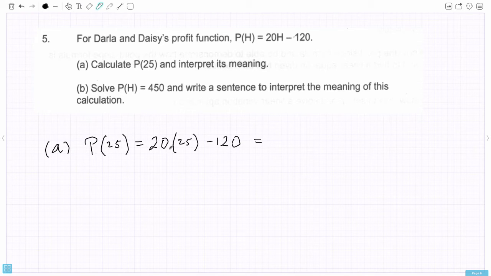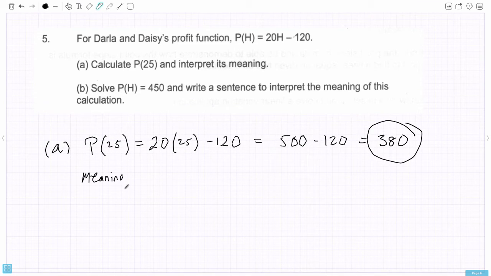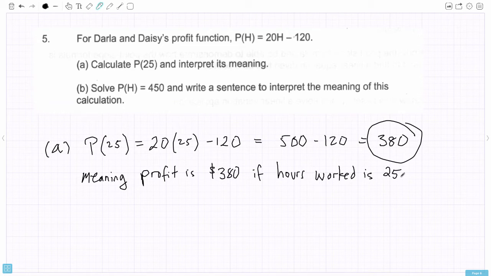2 25s, that's 50 times 10, that's 500. So that's the value of the function at 25, and the meaning is their profit is $380. Part B, solve the equation P of h equal 450. So if we set 450 as the range value for the function, then the equation looks like this.